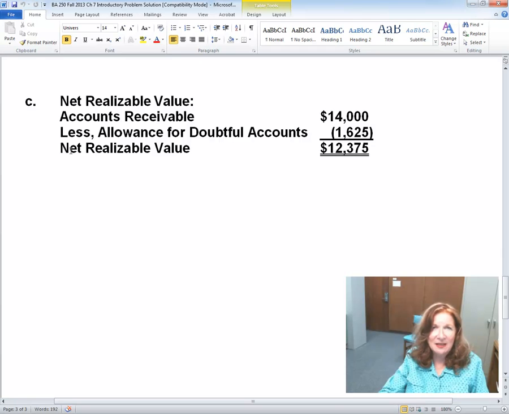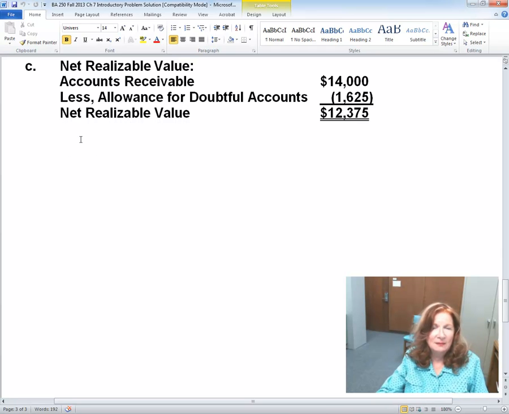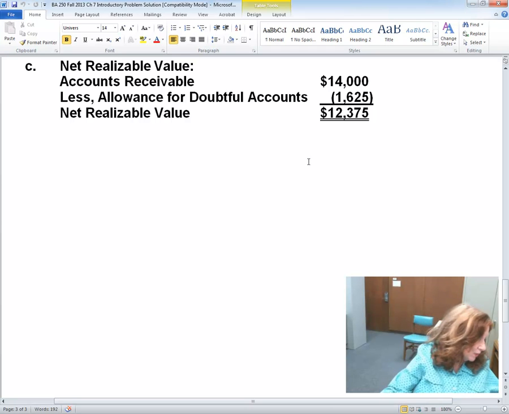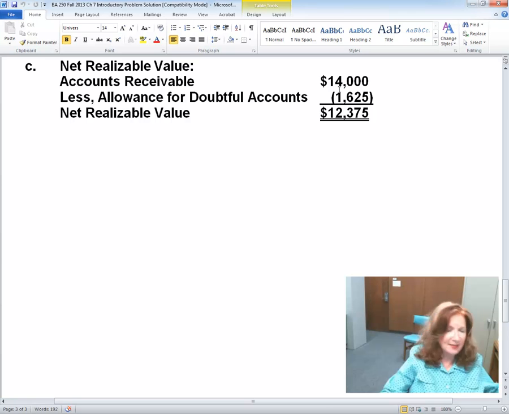Now, what would the balance sheet look like for the accounts receivable? Well, we're always trying to get to their net realizable value. How much cash are we going to net out of these accounts receivable? What's their cash equivalency value? So for accounts receivable, we have $14,000 less the allowance for doubtful accounts, $1,625, for the net realizable value of $12,375. So that's the amount that we expect to realize, and that is requirement C, the net realizable value.